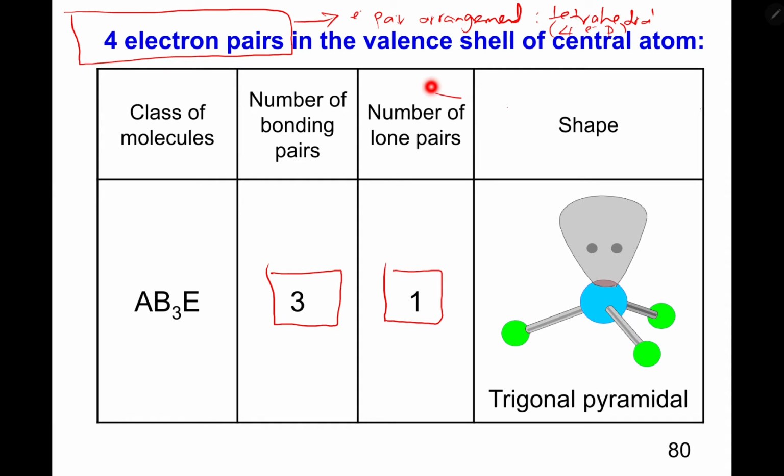Okay, since one of the electron pairs is a lone pair, the repulsion between lone pair and bonding pair makes the molecular shape change to trigonal pyramidal, and the bond angle is less than 109.5 degrees. Why less? Because we have 1 lone pair here, and 109.5 degrees is the bond angle for tetrahedral, the basic shape just now.